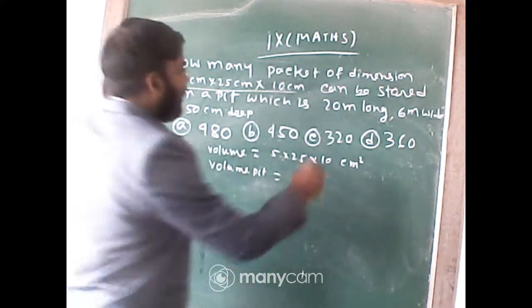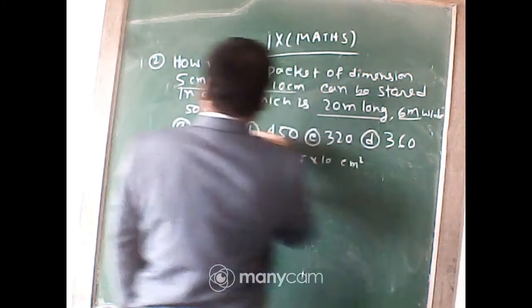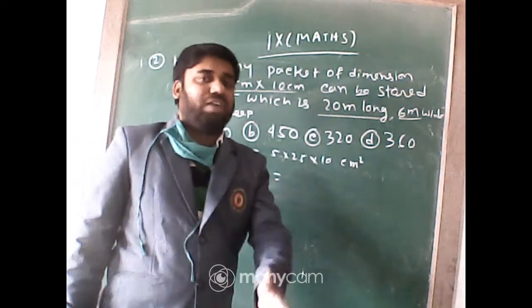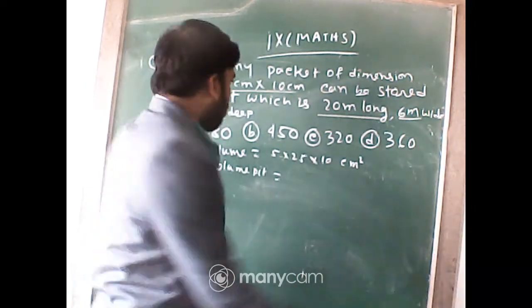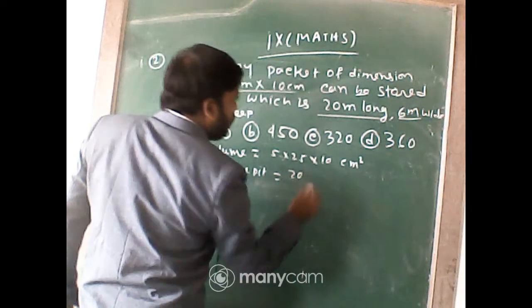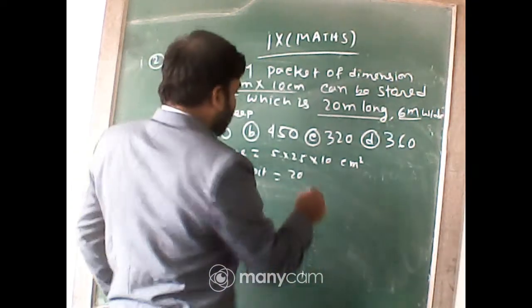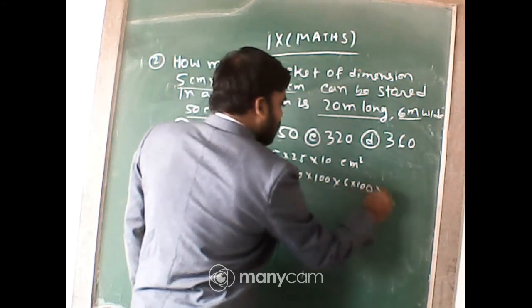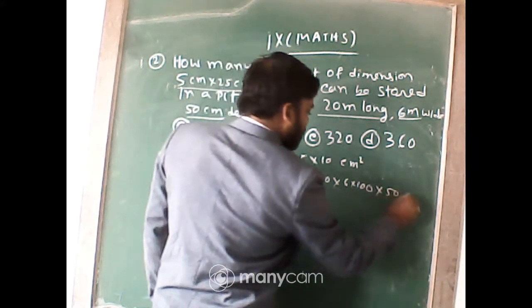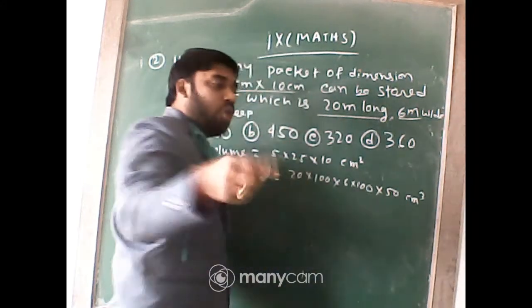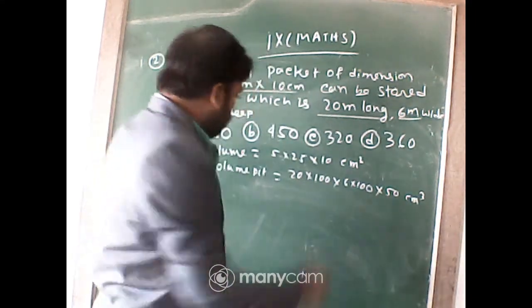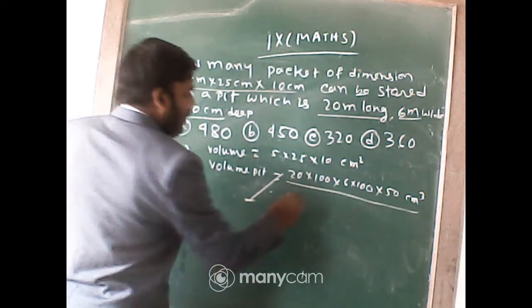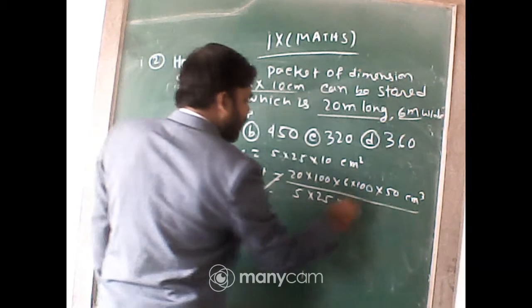That is 20 meter long, 6 meter wide and 50 centimeter deep. All are not in centimeters, so we have to convert it into the same unit. So change 20 meter to centimeter. We know that we multiply by 100. So 20 into 100, 6 into 100 and 50 centimeter. Centimeter cube is the volume. So how many packets can be stored there? It is divided by the volume of a packet, 5 into 25 into 10.